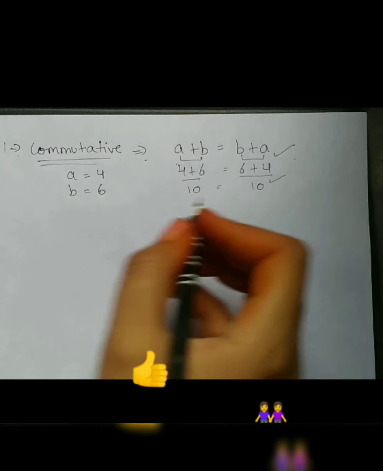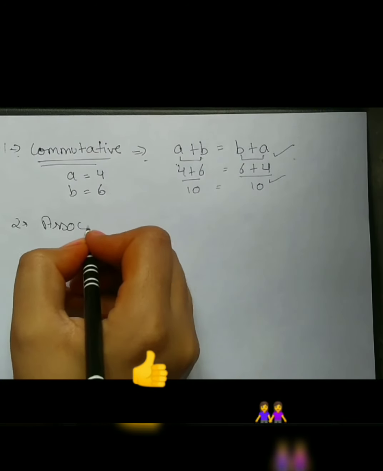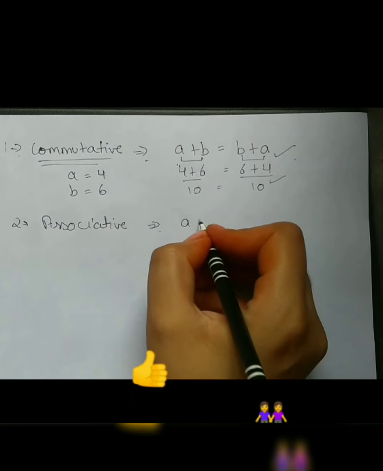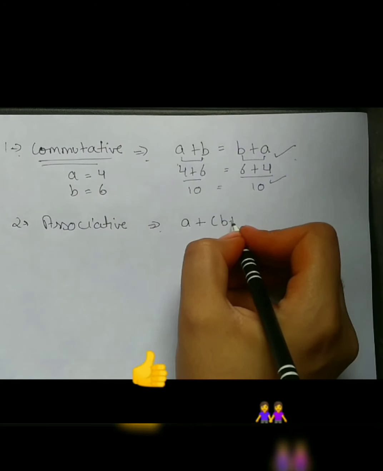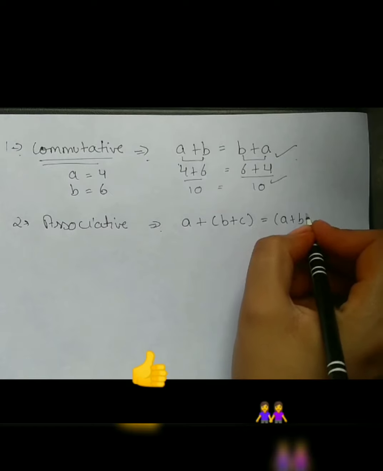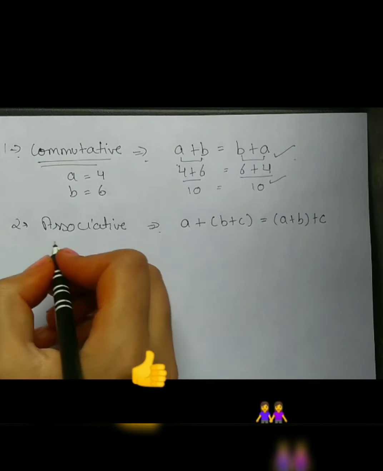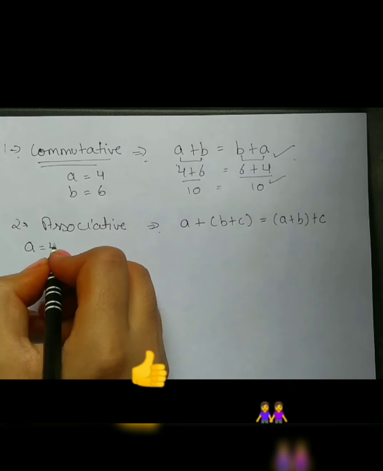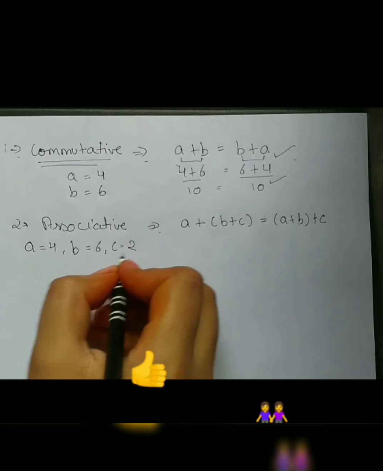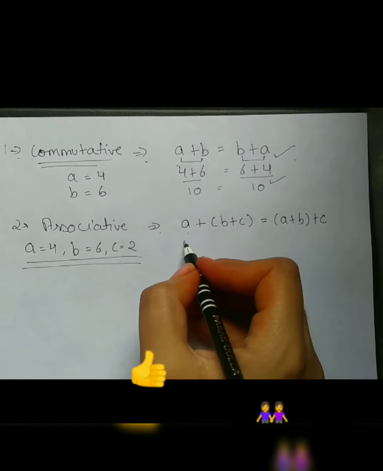So our next property is the associative property. What does this property say? It says (a + b) + c = a + (b + c). Let us see by an example. a = 4, b = 6 and c = 2. Here we are having three integers. Let us put them in this property.